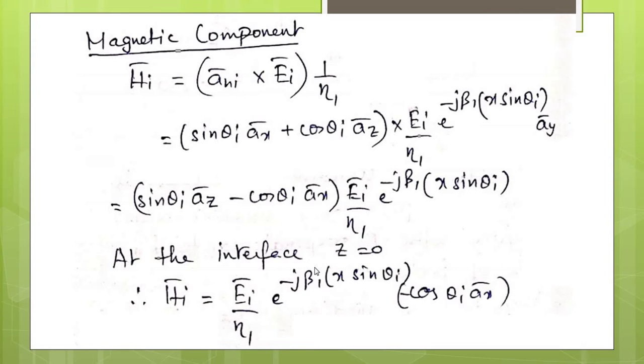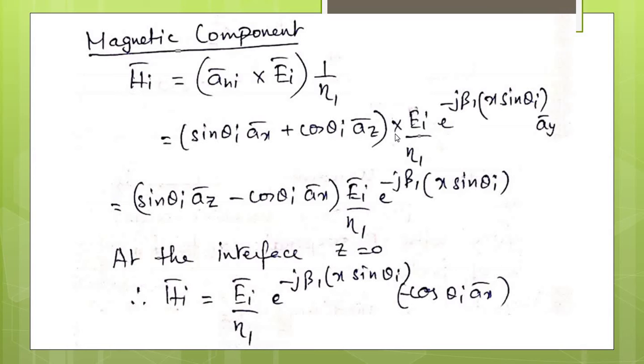Next we need to solve the magnetic field components. So this is the relationship between H_i and E_i. H_i is equal to a_N_i cross E_i into 1 by eta_1. So eta_1 is the intrinsic impedance for medium 1. So again write the equation for a_N_i. This is a_N_i cross E_i by eta_1 e power minus j beta_1 x sin theta_i into a_y.